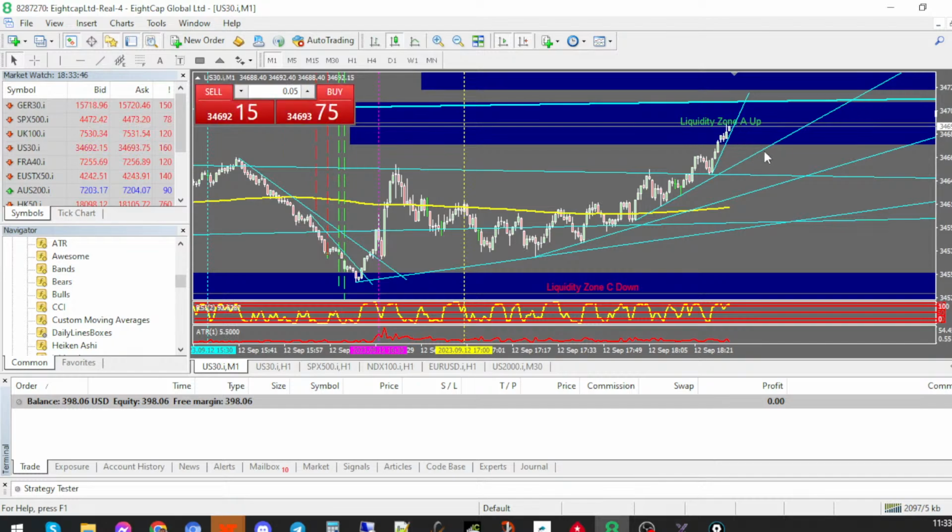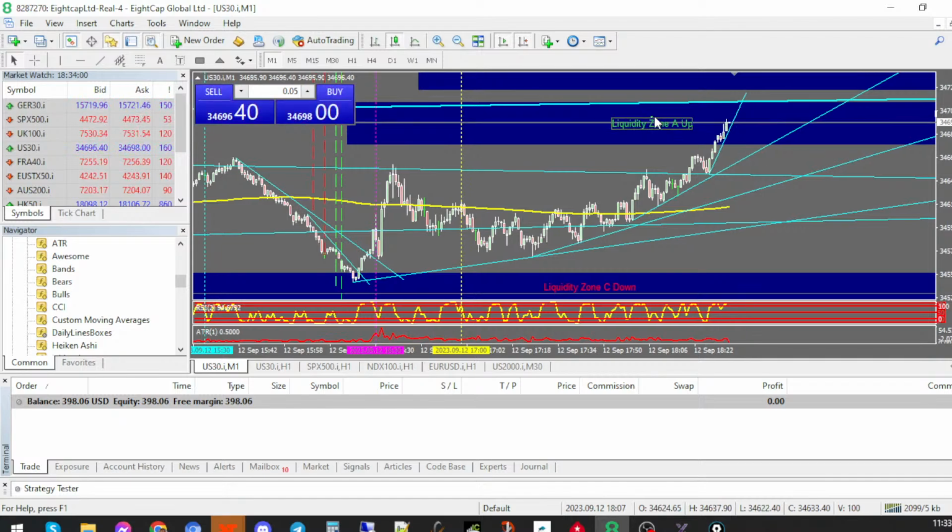So let's see if that's what happens here. If it breaks down, pulls back, and then breaks down again. So the second break is what I want to see. I'm looking for the second break. So I'm just going to be waiting patiently.